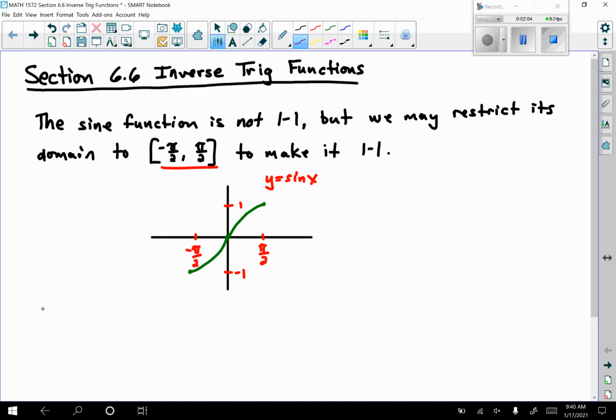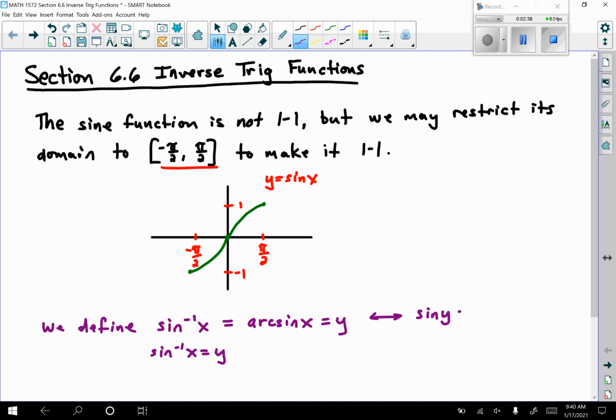So we define the inverse of sine x. It's written like this, which is also equal to arc sine of x, which we're just going to call y. And then this implies, if the inverse of sine x is equal to y, then we could rewrite this as sine of y is going to equal x.